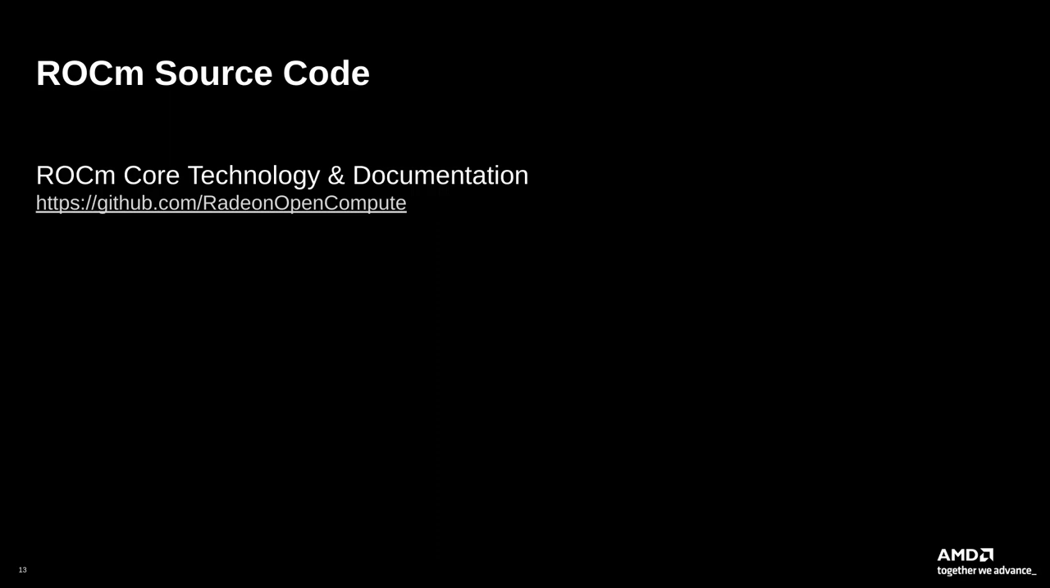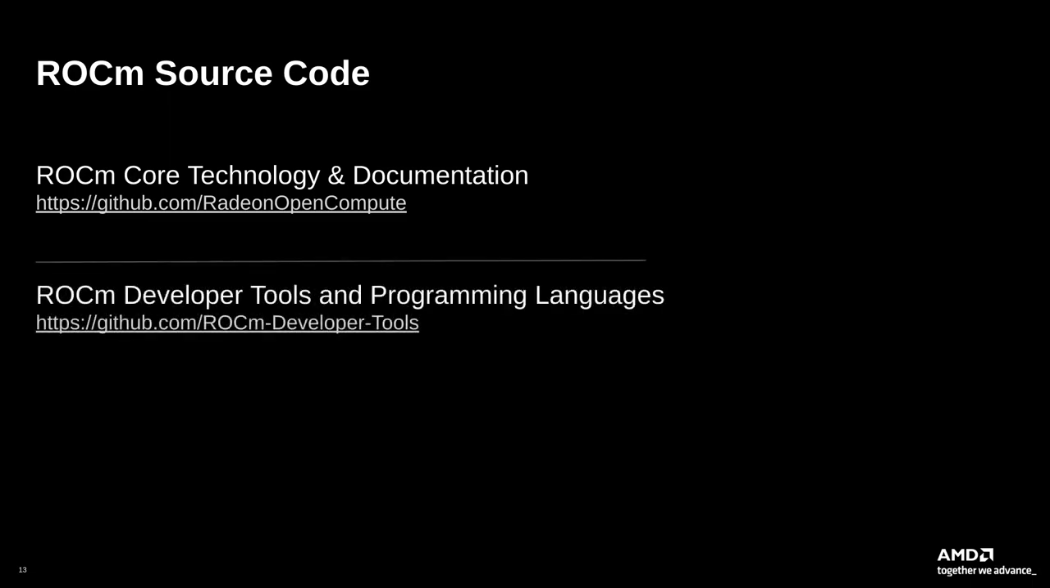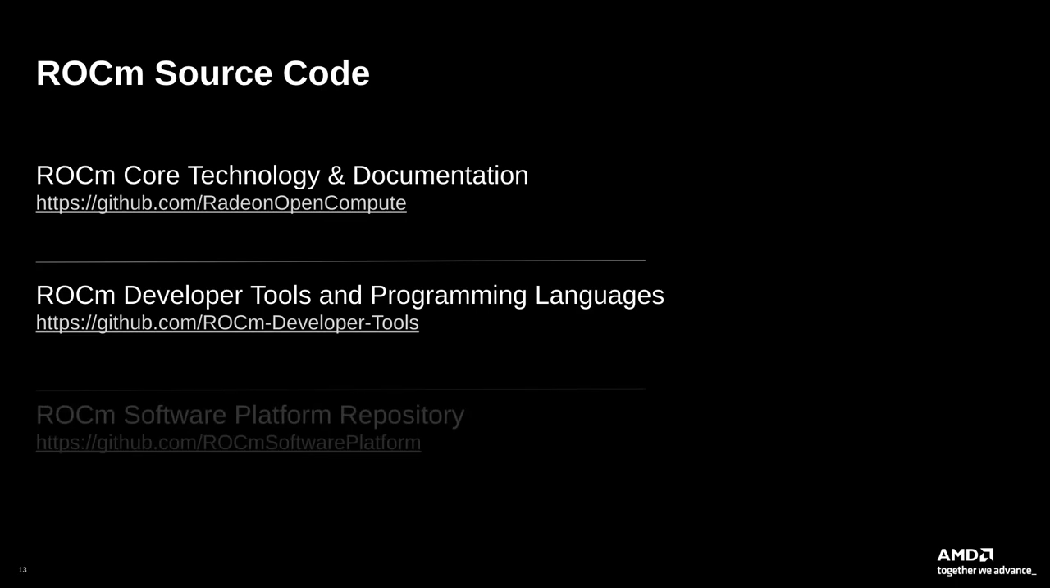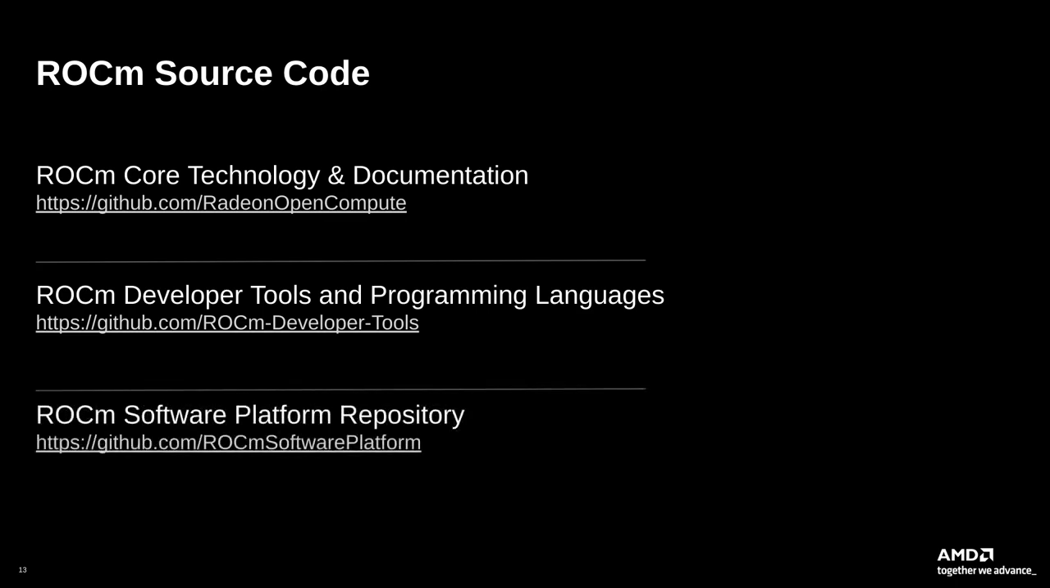As I mentioned before, all the ROCm code is open source. You can find any of that code online on GitHub. And AMD has divided all that source code into a few different organizations on GitHub. So you have Radeon Open Compute, which contains repositories for the ROCm core technology as well as documentation. There's the ROCm developer tools and programming languages. So it's going to have things like HIP, ROCprof, the ROCgdb debugger, tools like that. And then there's also the ROCm software platform repository. This contains a lot of the accelerated libraries and additional things like hipfort.